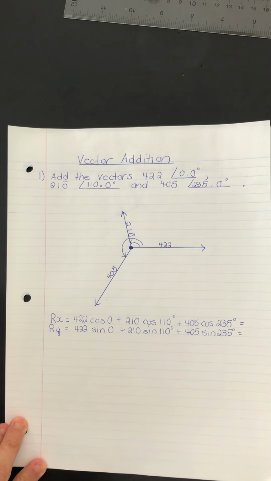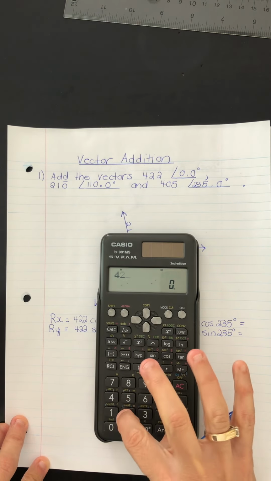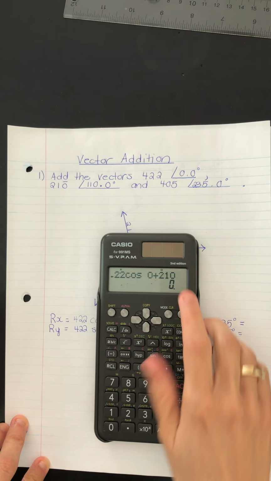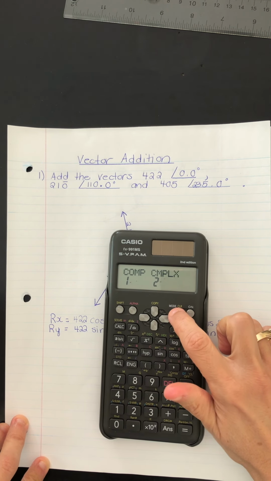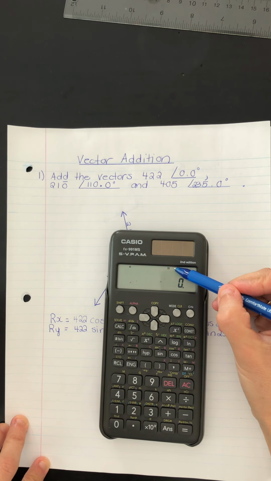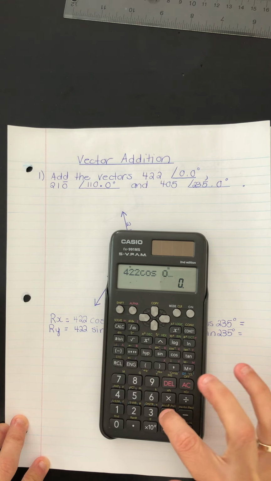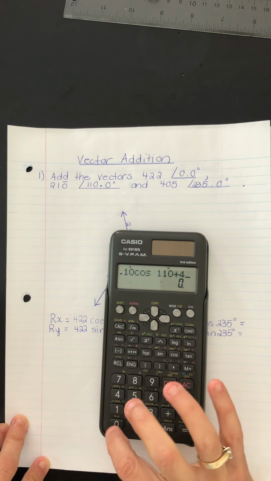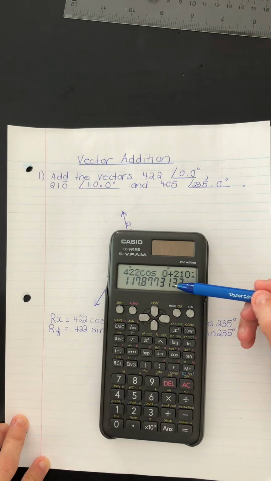Okay, so here we go. I'm going to punch this in with you. So 422 cos 0 plus 210. Oh, I think I'm in radians. Sorry. Good point. Everybody check. Make sure you're in degrees. Okay, when you're in degrees, there'll be a little D on your display. 422 cos 0 plus 210 cos 110 plus 405 cos 235, and I get this.